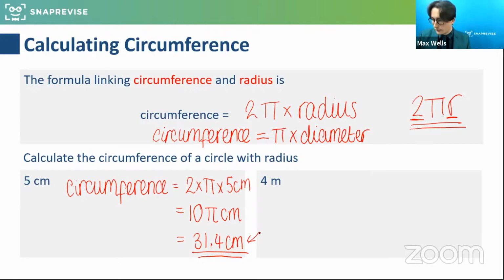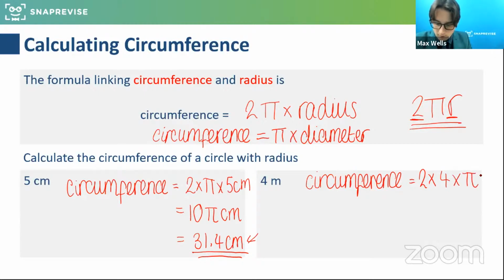Lovely. Right, so for 4 meters, if we were doing this circle where the radius is 4 meters from the middle to the edge, the circumference will be 2 times pi times 4, or 2 times 4 times pi, same thing. Double the radius would be 8 times pi. And on your calculator, you could do that.